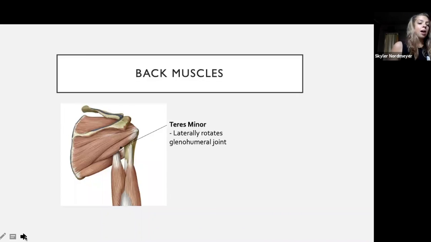Last but not least, we have the back muscle. Hopefully you recognize those bones, the scapula, humerus, and the clavicle. So the teres minor laterally rotates the glenohumeral joint. So if it's forward like this, it rolls it back like that, which you saw in the dance.